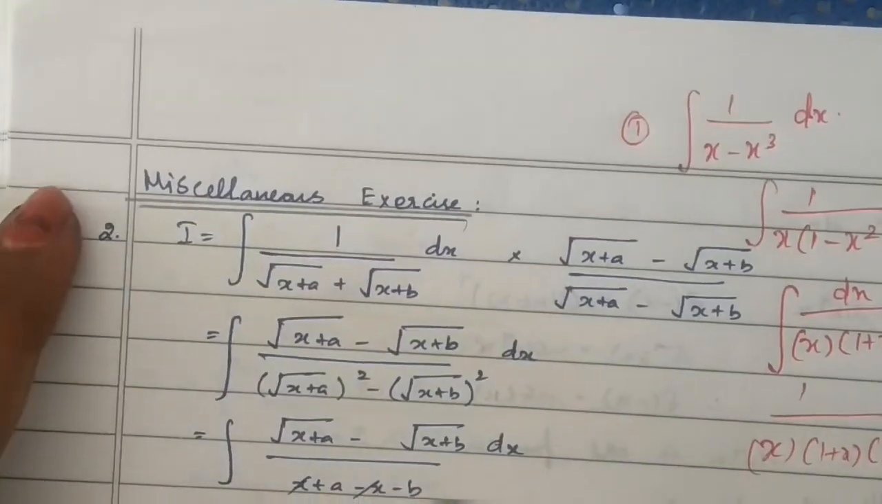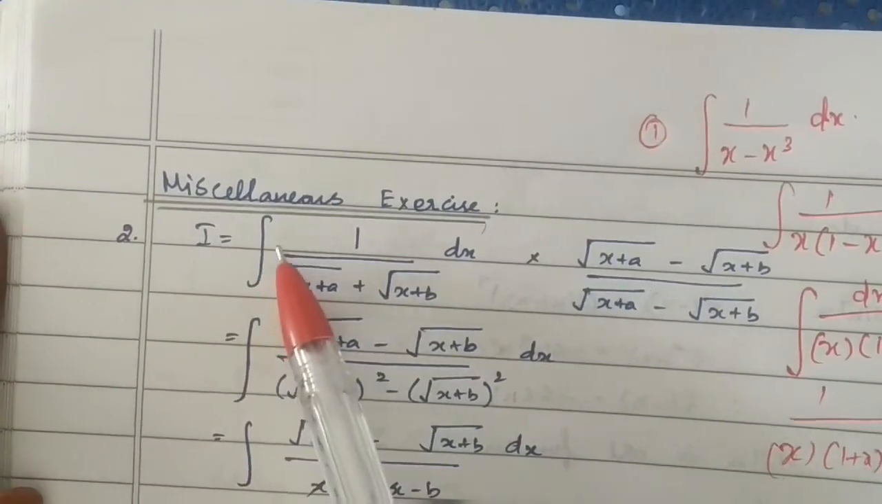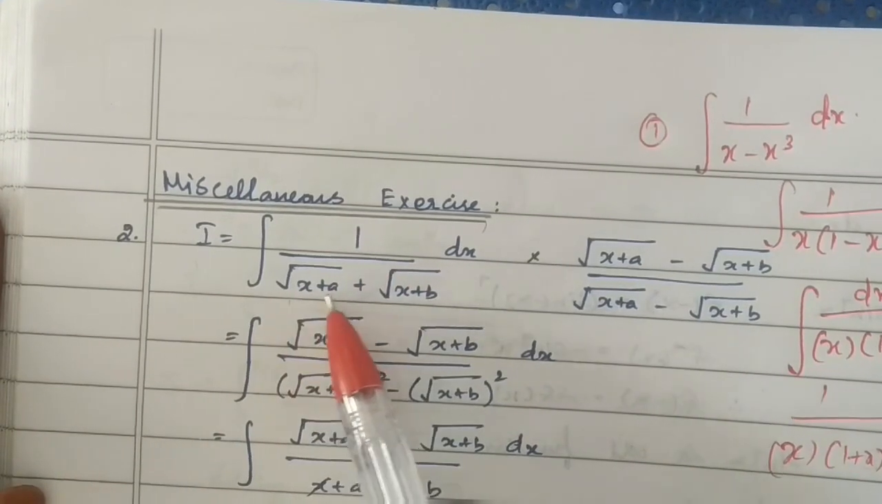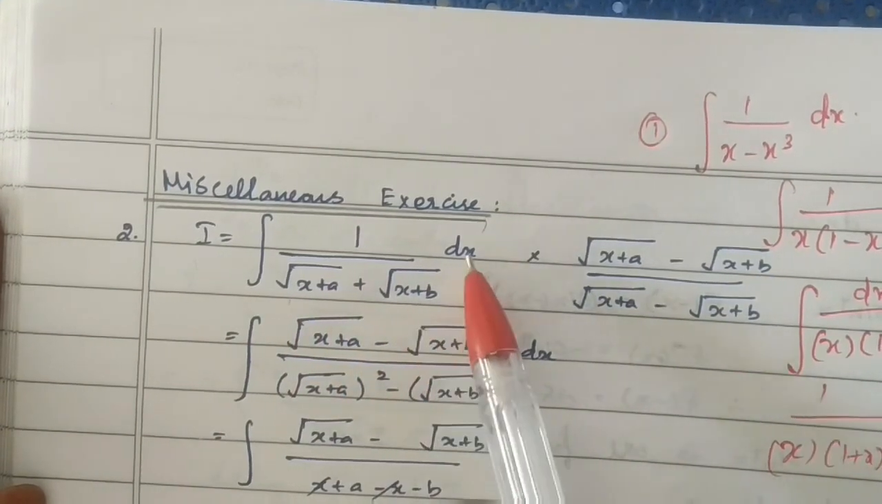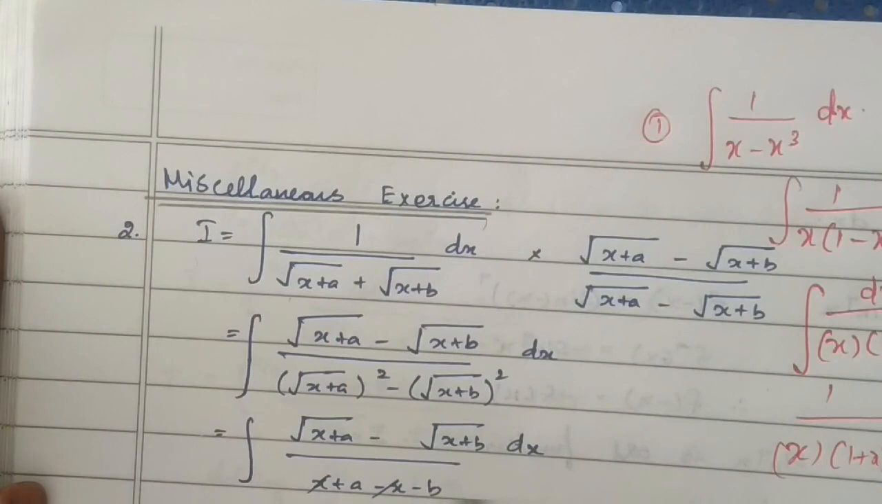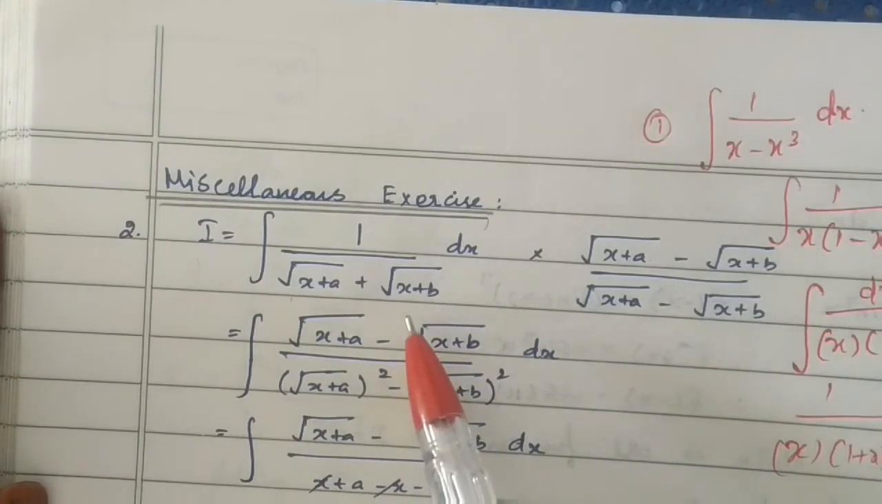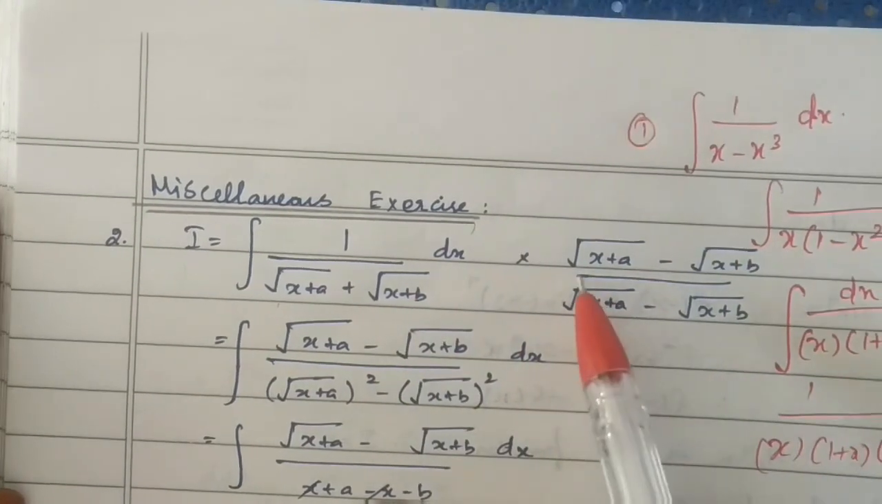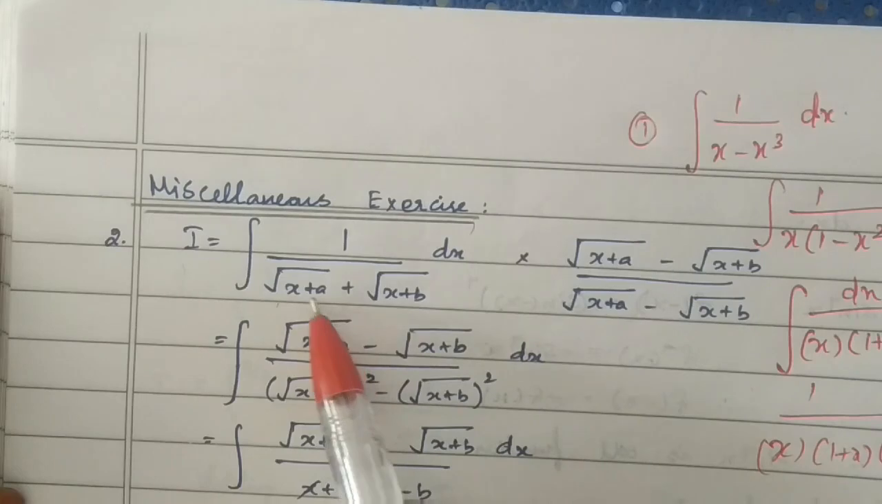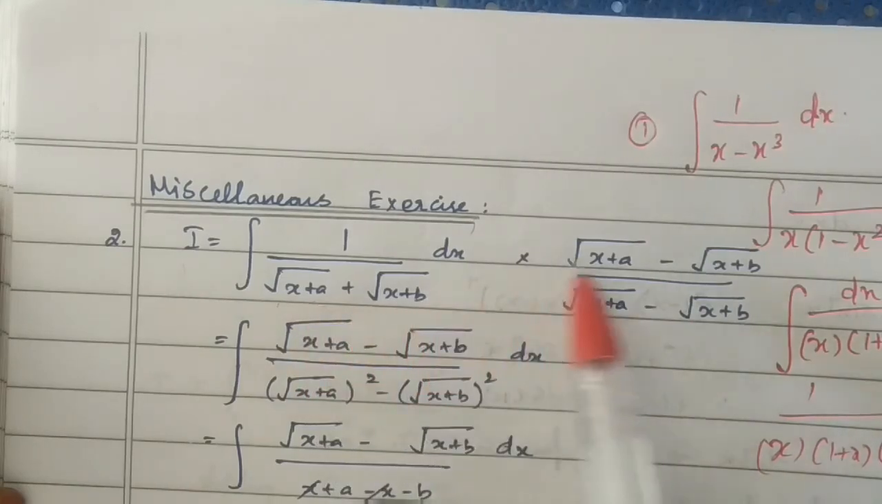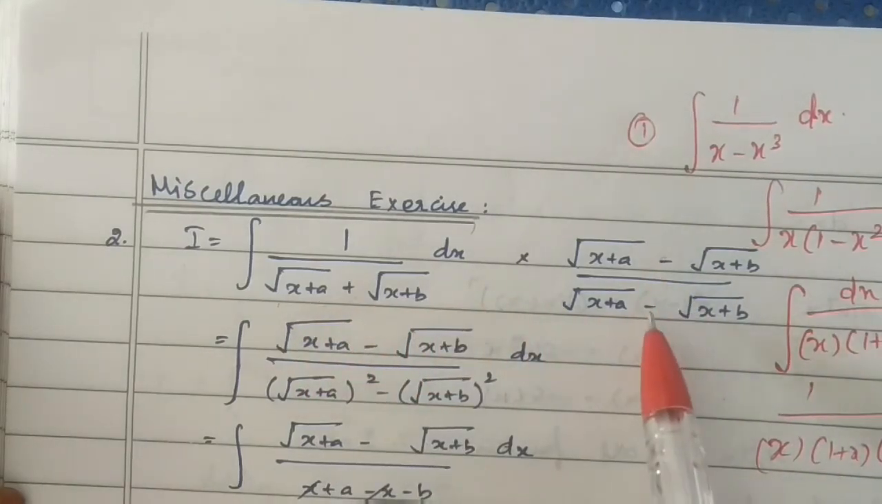The next, second sum: I equals the integral of 1 divided by root of (x plus a) plus root of (x plus b), into dx. Whenever there is a root term in the denominator, what we have done is conjugation. Therefore, here also we are going to use the conjugation method. The conjugate of root of (x plus a) plus root of (x plus b) is root of (x plus a) minus root of (x plus b). So, I am going to multiply and divide by that.